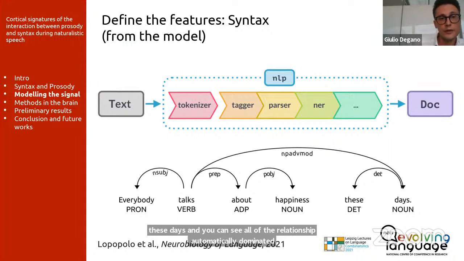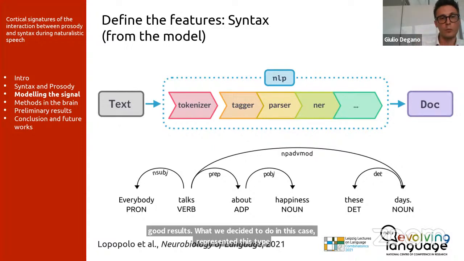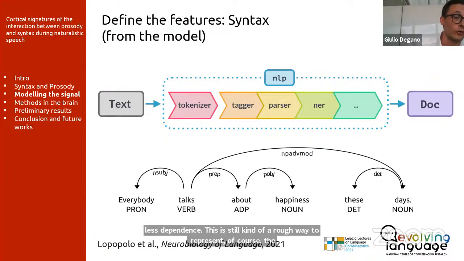To represent this type of information, we represented each word in our set with the number of left dependencies. This is still a rough way to represent, of course, the dependency tree, but it has already shown interesting results in a recent work from Alessandro Pepe, in Neurobiology of Language.